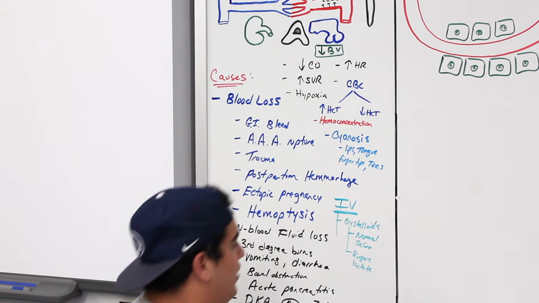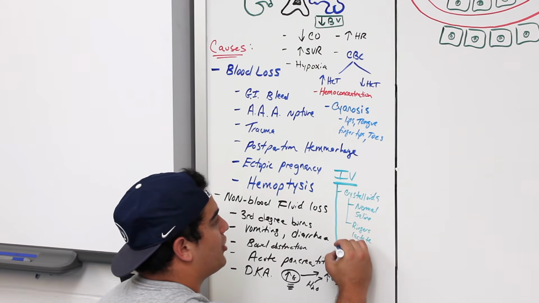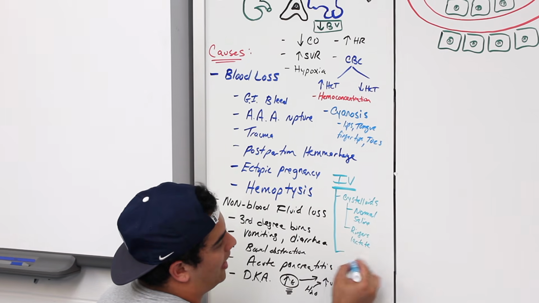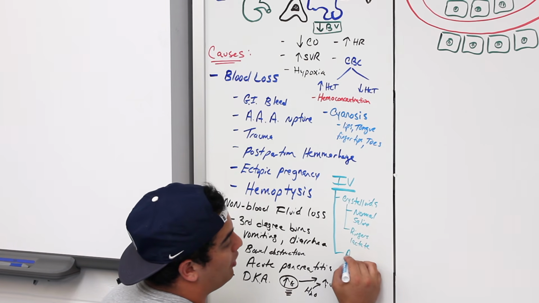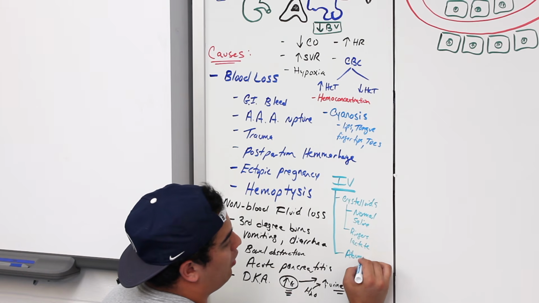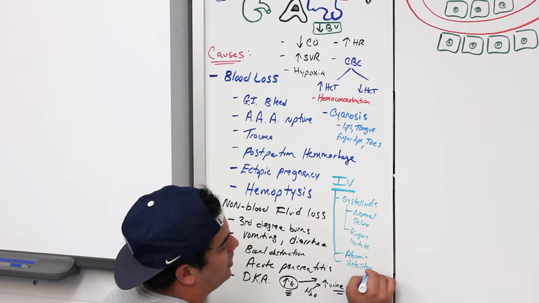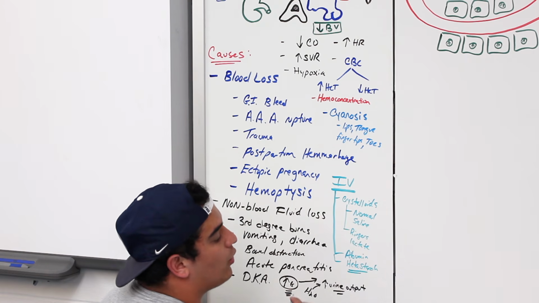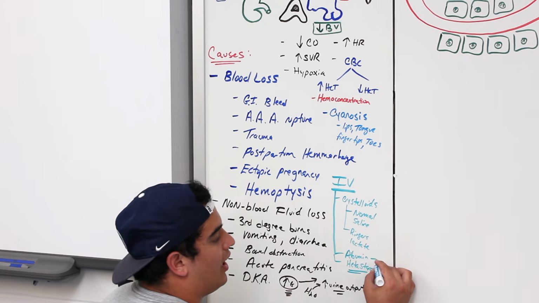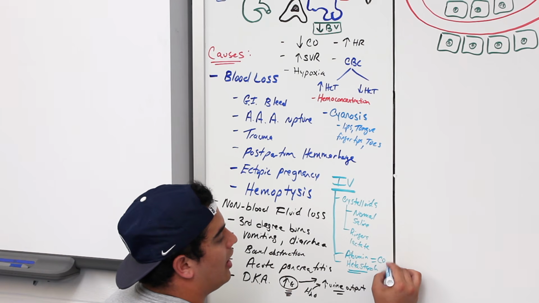Sometimes if you need to be able to stabilize their oncotic pressure, sometimes you can give certain types of plasma volume expanders, like you can give albumin, or you can even give another compound called hetastarch. This kind of stabilizes the colloid osmotic pressure.